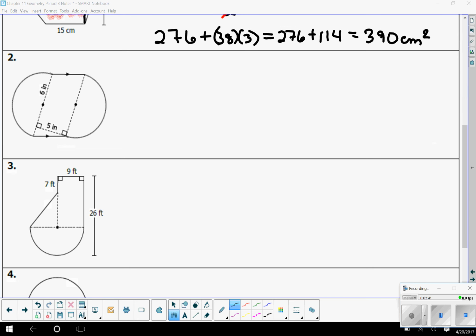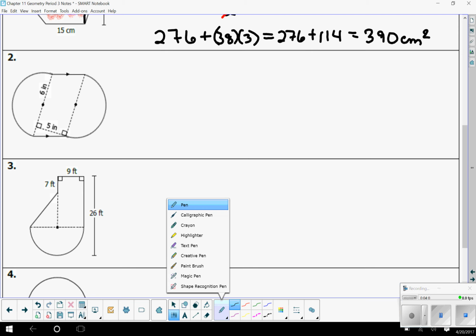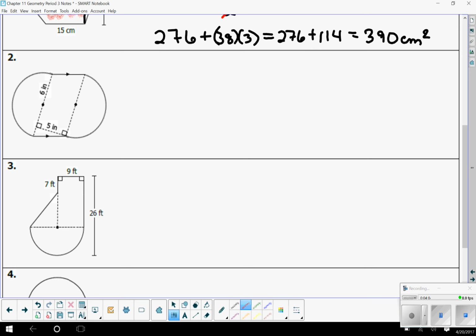Let's look at number 2. If you look at number 2, you've got this half circle, right? You got this half circle, which makes a 360 degrees. Because you have 2 half circles there, you have to figure out the area of the circle.